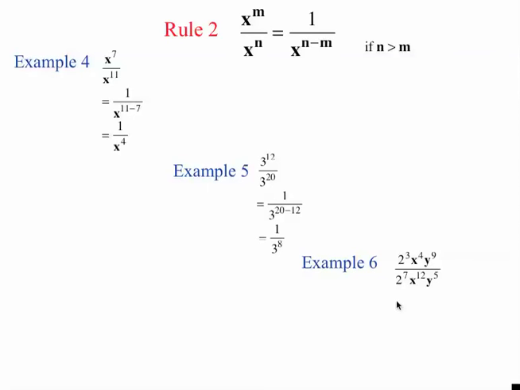For the 2's, the answer is going to go to the bottom. So we're going to have 2 to the 7 minus 3 on the bottom. For the x's, the answer is going to go to the bottom, so it's going to be x to the 12 minus 4. For the y's, the answer is going to go to the top. It's going to be y to the 9 minus 5. Which is going to give us y to the power of 4 divided by 2 to the power of 4, x to the power of 8.